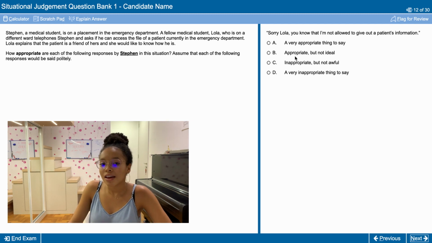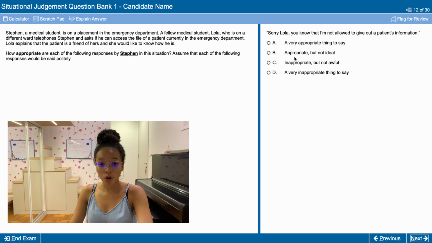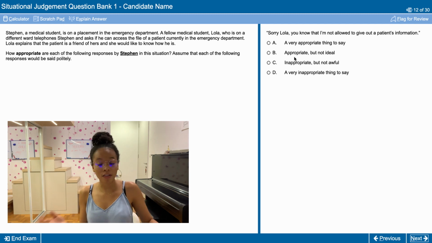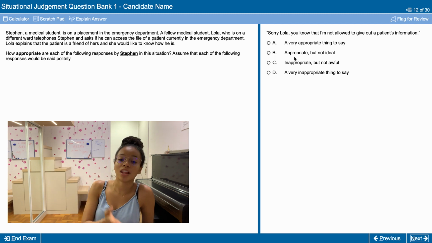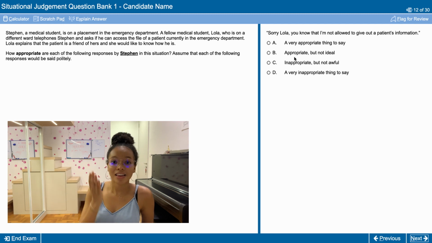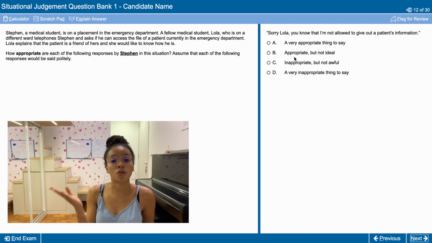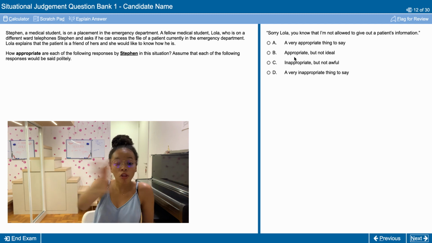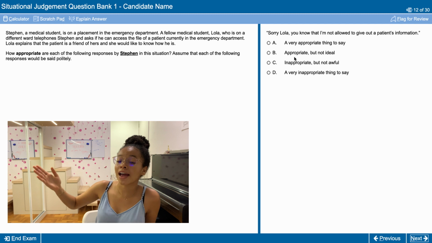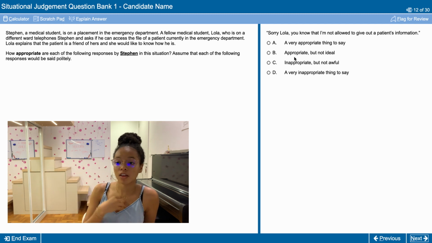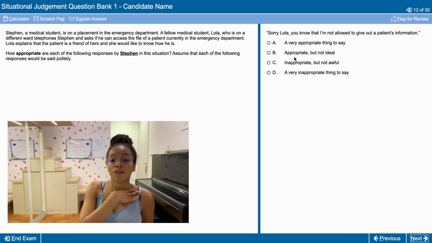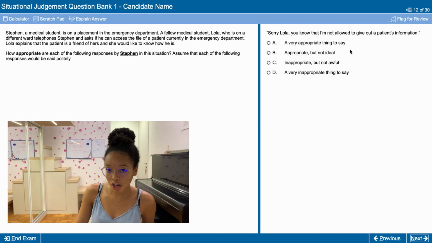So that first goes into the appropriate category, because Stefan is a medical student, Lola is also a medical student, and they are both going to be doctors, and they both know that patient confidentiality is the most important thing. And it's not because Lola is also a medical student in the same hospital that she can have access to all the patients in this hospital. She can only have access to the information of her own patients. So Stefan, if he would actually give the information to Lola, he would be breaching the patient's confidentiality.